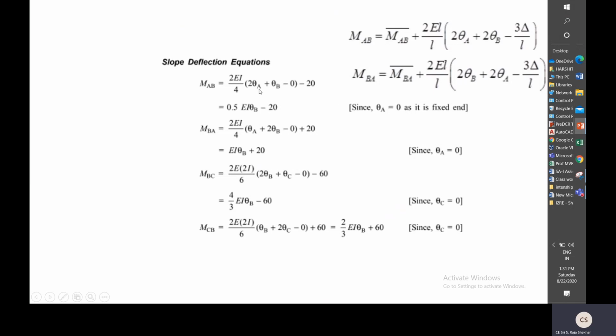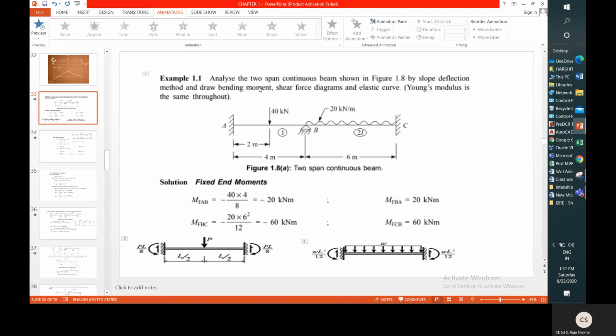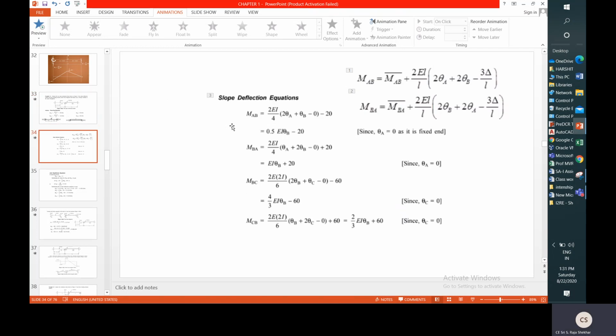For the fixed support, theta A is equal to 0. At the fixed support A, theta A is equal to 0. So that's why we will take theta A is equal to 0. 2EI by 4 into 2 theta A, which is 0, plus theta B, minus 20. If you solve this equation by putting theta A is equal to 0, we will get this equation.